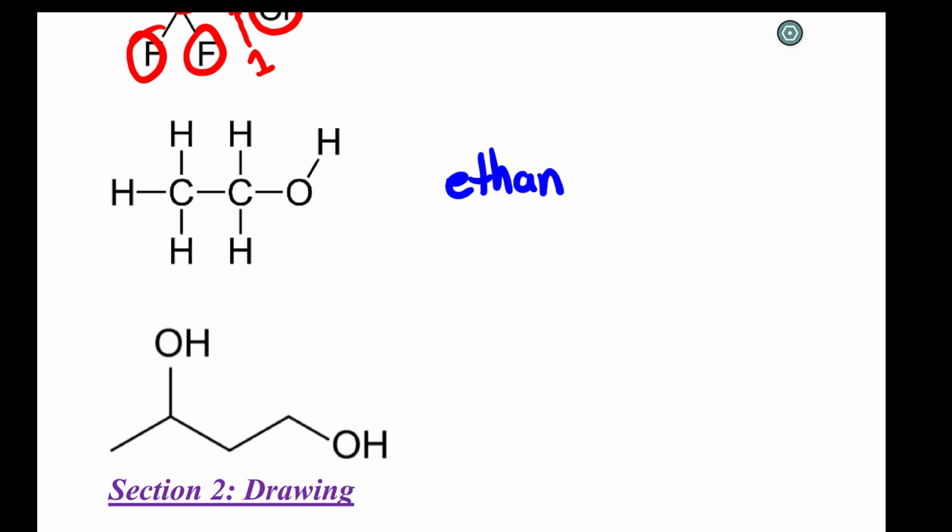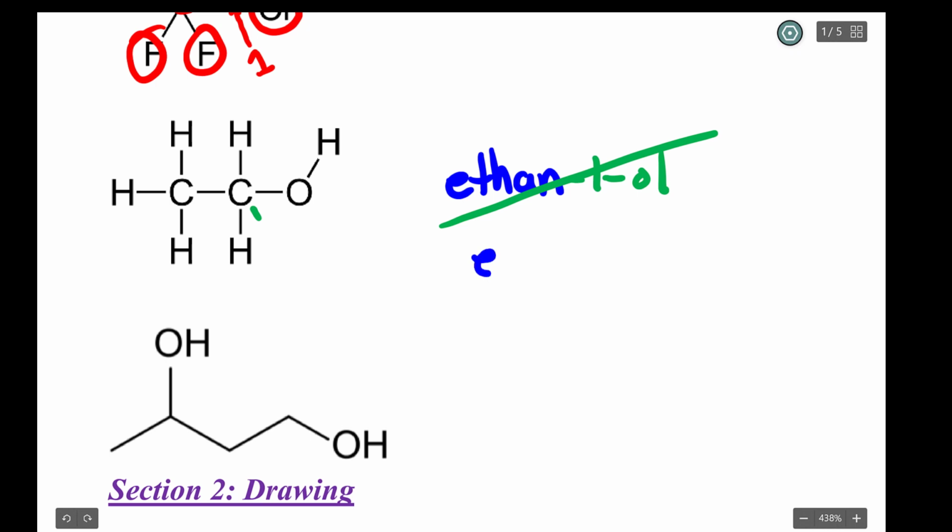So it's ethane. Now, normally we have to give the location of an alcohol group. But if you have an alcohol group, only one, on a compound that has 1 or 2 carbons, it's always on carbon number 1. So this is carbon number 1, but because it's always going to be carbon number 1, we don't have to say 1-ol. So again, this is an ethan-1-ol. This isn't that. It's just ethanol. And again, there is no number needed.